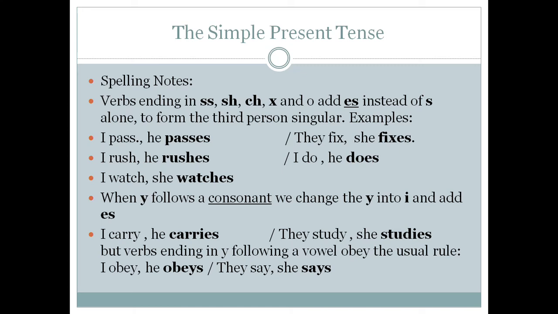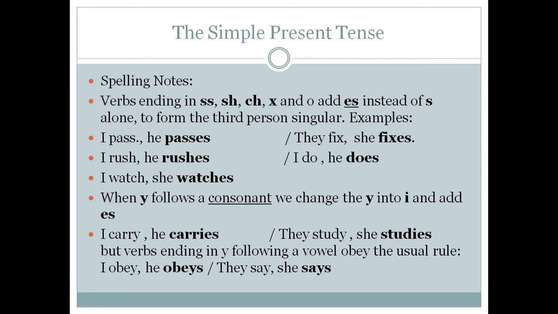I rush. He rushes. I watch. She watches. ES. They fix. She fixes. I do. He does. So verbs ending in double S, SH, CH, X, or O, in present simple tense, we add ES instead of S alone to form the third person singular: he, she, it.